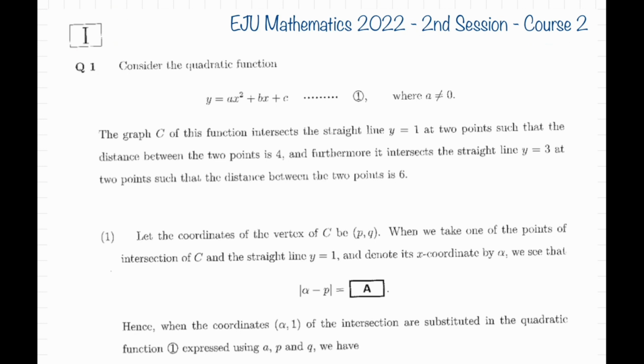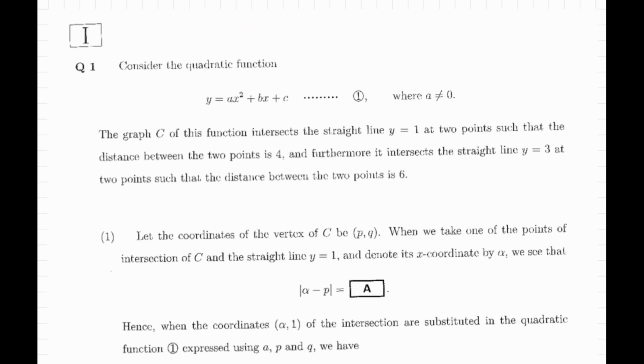Okay, let's start to solve this question. In this question, we have a quadratic function y equals ax squared plus bx plus c, where a is not equal to 0. The graph C of this function intersects the straight line y equals 1 at 2 points such that the distance between the 2 points is 4. And furthermore, it intersects the straight line y equals 3 at 2 points such that the distance between the 2 points is 6. Let the coordinate of the vertex of C be P, Q.